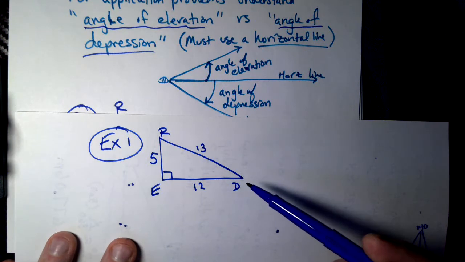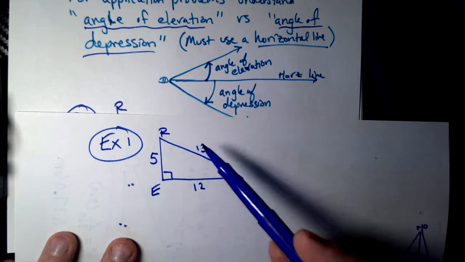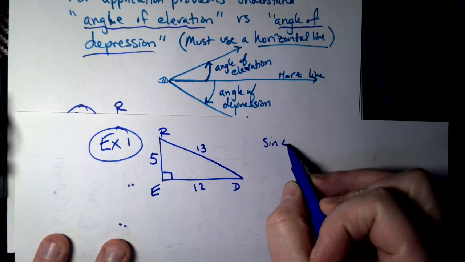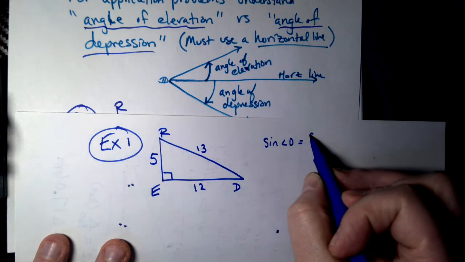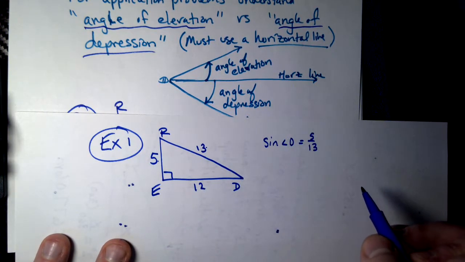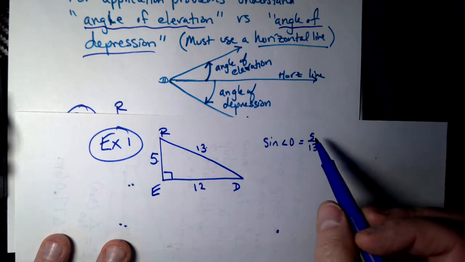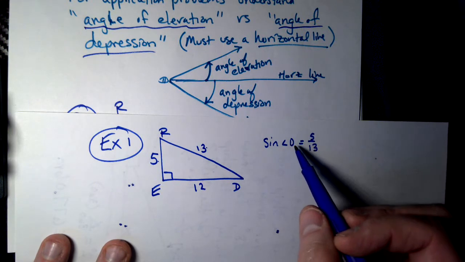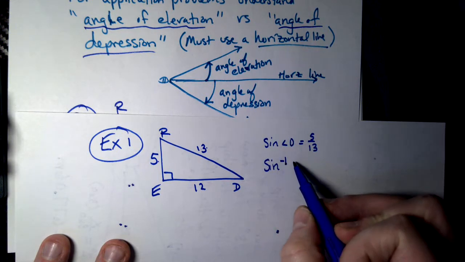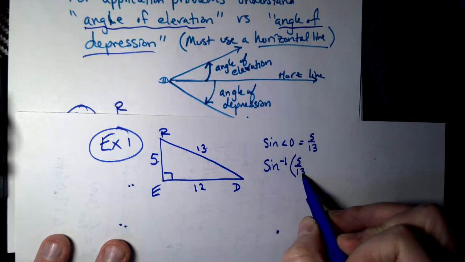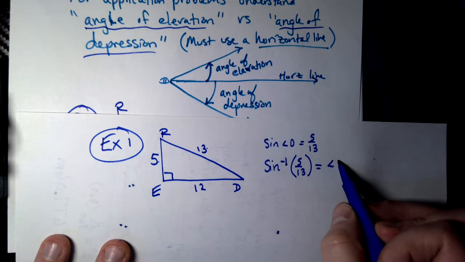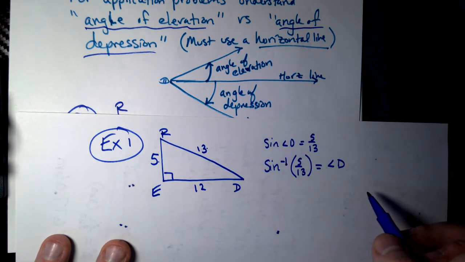This one, I could pick any trig ratio because I got all 3 sides. I can go, hey, the sine of angle D we know is equal to opposite over hypotenuse, 5 over 13. If you know what the ratio is, because you got both numbers, you can find the angle by using something known as sine inverse, and then put the ratio in there, and it will tell you what the angle measure is in degrees.